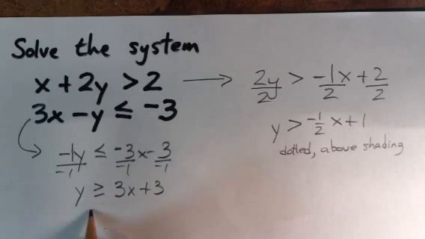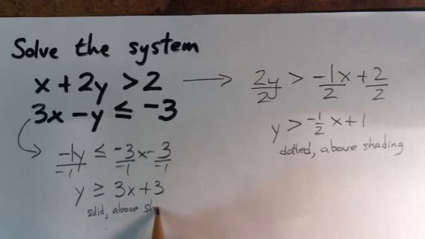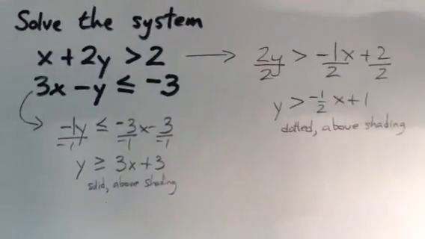So this is going to be a solid line because it is equal to, and we are going to shade above because it's greater than. We're going to take these individually. We're going to put them on the same graph. We're going to see how they look. You ready? Here we go.